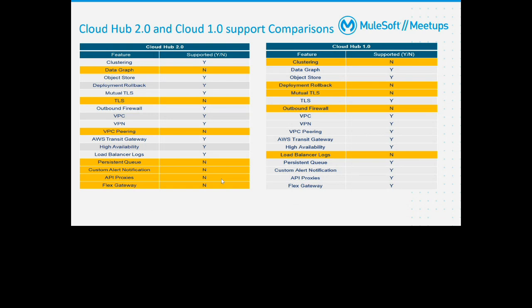Okay. So there is a small comparison list from 2.0 to 1.0. Clustering is one thing which is supported in 2.0, but not in earlier. Data graph is not there in 2.0. Object store is there. Deployment rollback, that is something which is in 2.0.